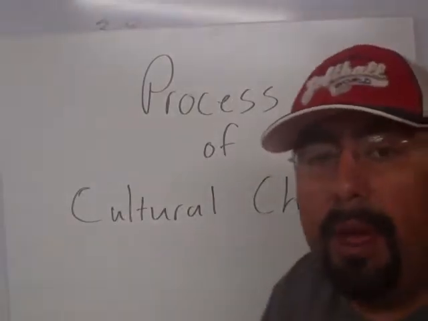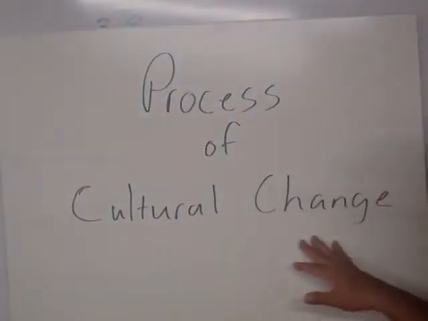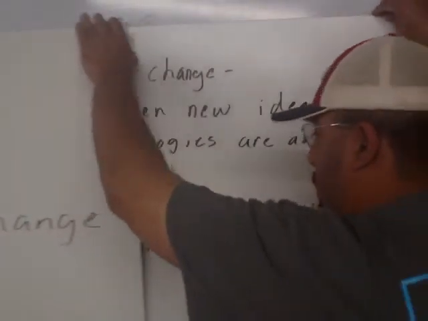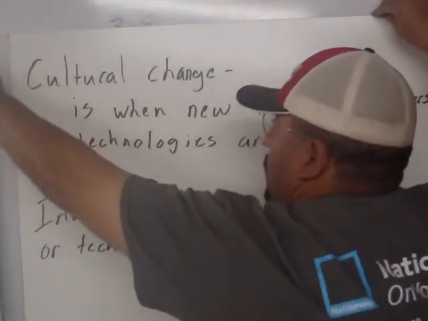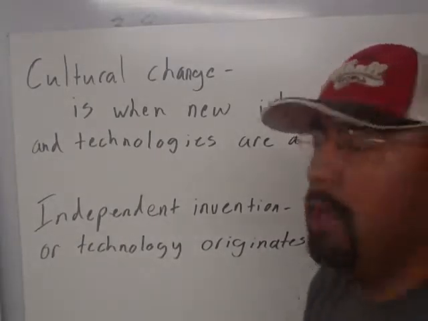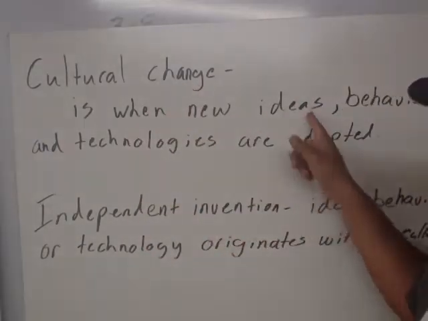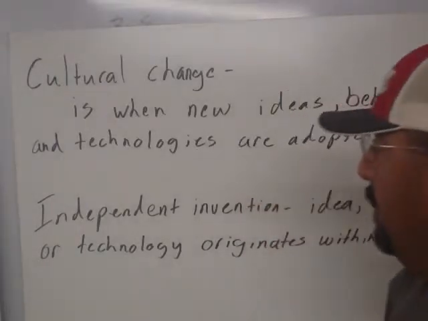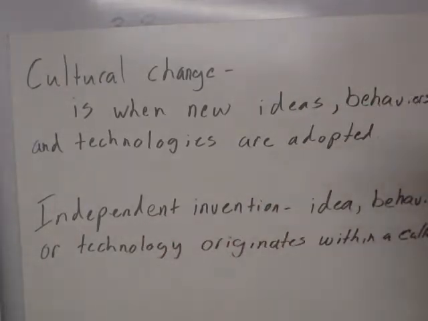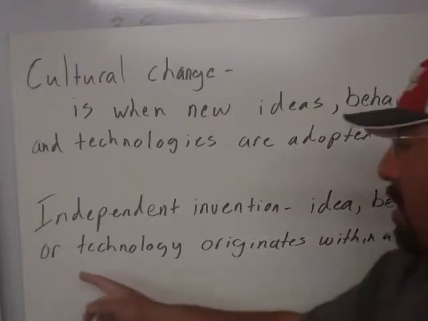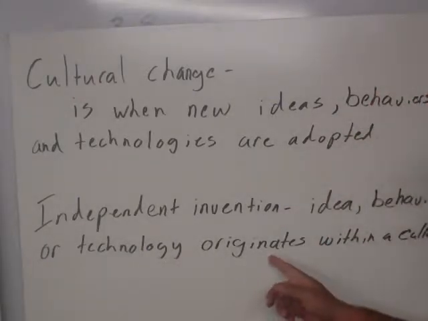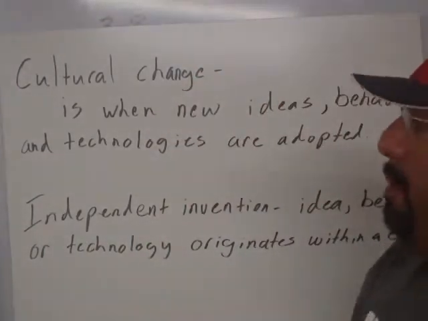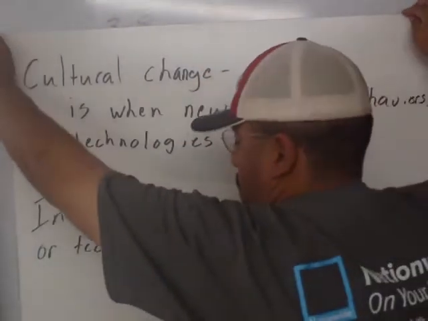Today we're going to be talking about the process of cultural change. Cultural change is when new ideas, behaviors, and technologies are adopted. Independent invention is an idea, behavior, or technology that originates within a culture. Those are your two definitions that are going to be big for this video lecture.